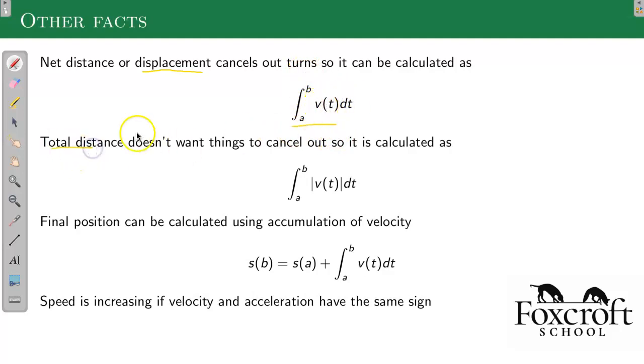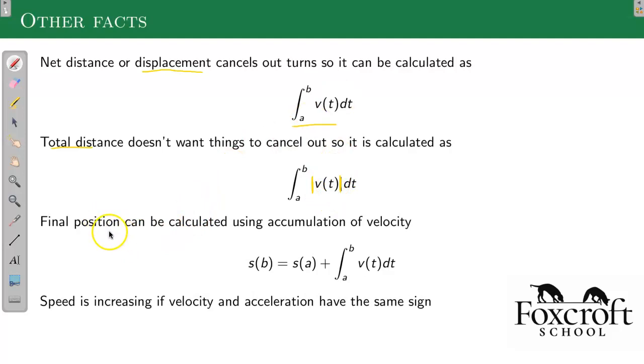The total distance you covered, if I walked a mile, turned around and walked a mile back, my total distance is 2 miles. I don't want that distance to cancel out even though I'm covering the same steps. To do that, if you want nothing to cancel out, you put absolute values around the velocity, and that'll make sure things don't cancel out.